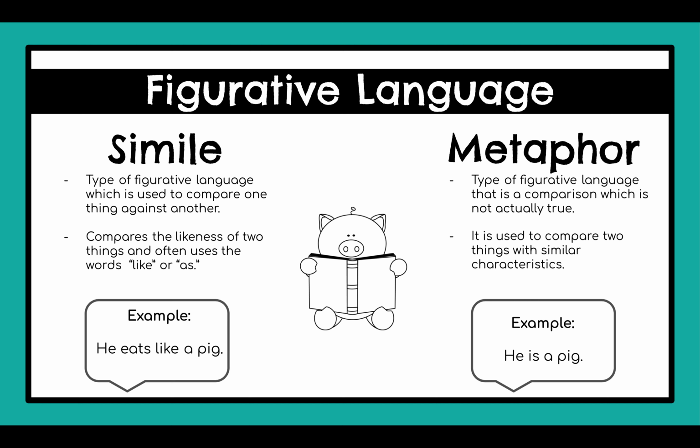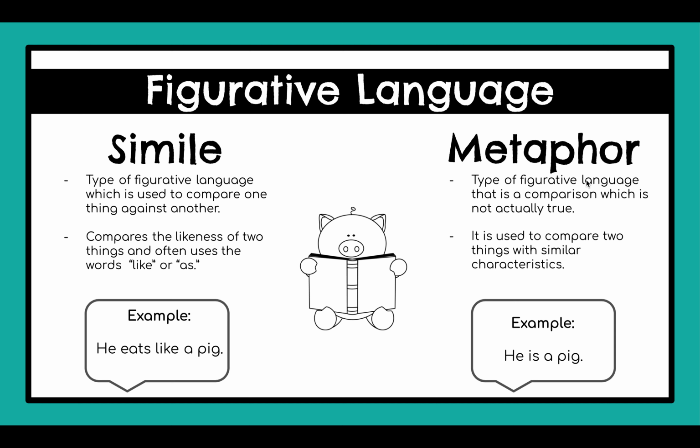Now, what is a simile? Just a refresher. A simile is a type of figurative language which is used to compare one thing against another. It compares the likeness of two things, the similarities of two things, and often uses the words like or as. For example, he eats like a pig. I have the word like, and the two things that I am comparing are him, he, and a pig. What I'm comparing about both of them is how they eat.